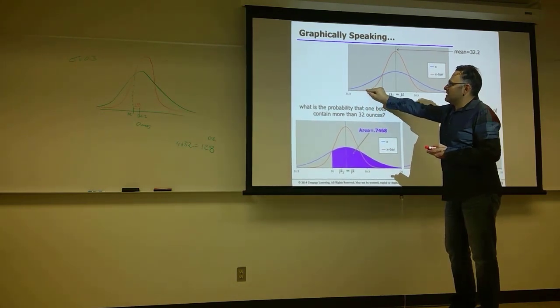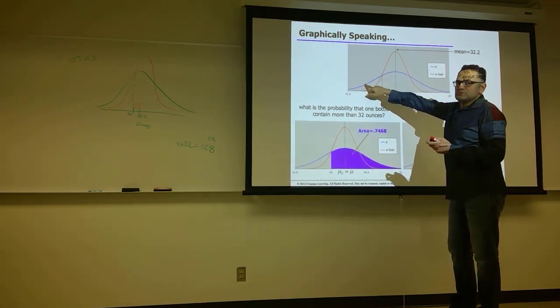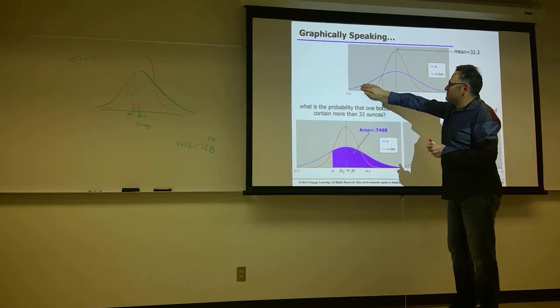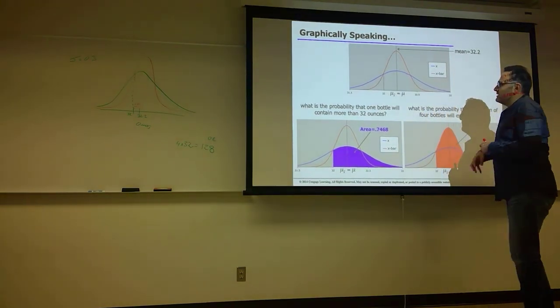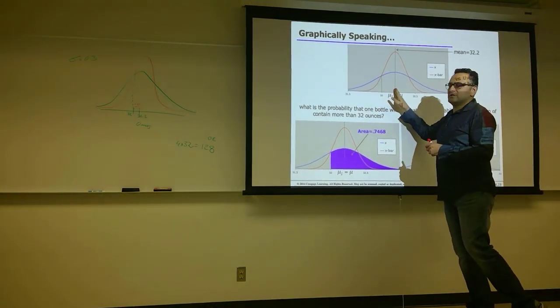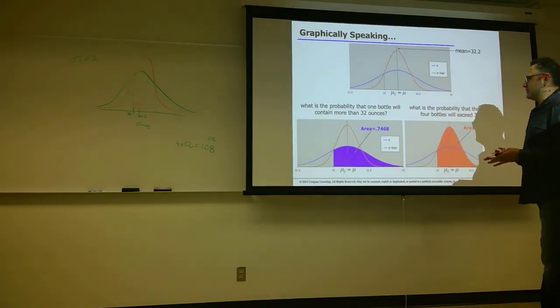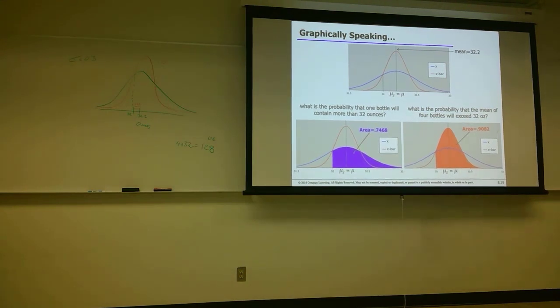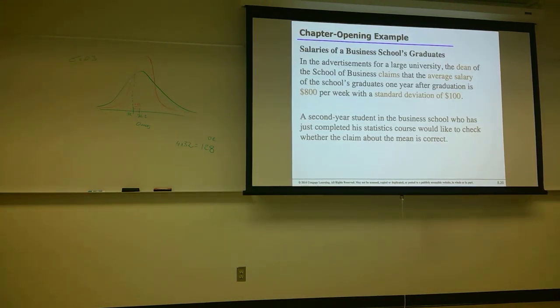It becomes less and less likely that we get a value that is far off. As you see, the tails become very thin. Here, when we took only 1 bottle, the chances to be far off was pretty high. If we buy 4 bottles, chances of being far off from the mean of the population becomes smaller. So that's the essence of this chapter. Now, let's do the opening example.